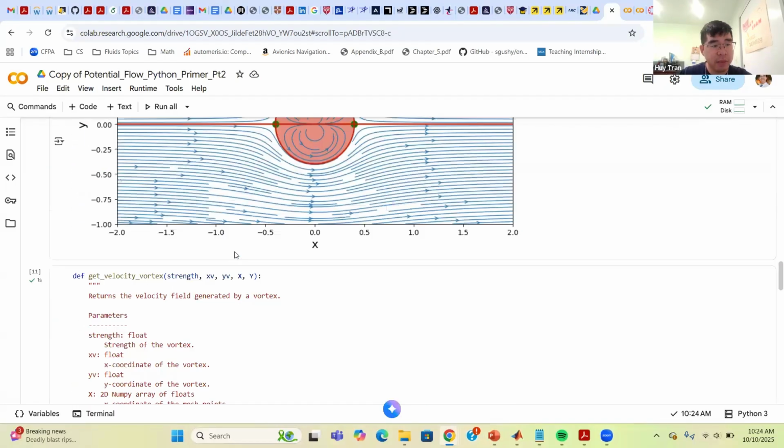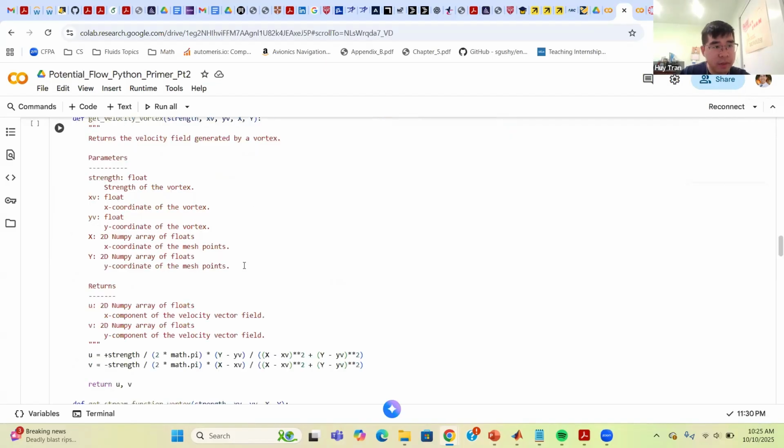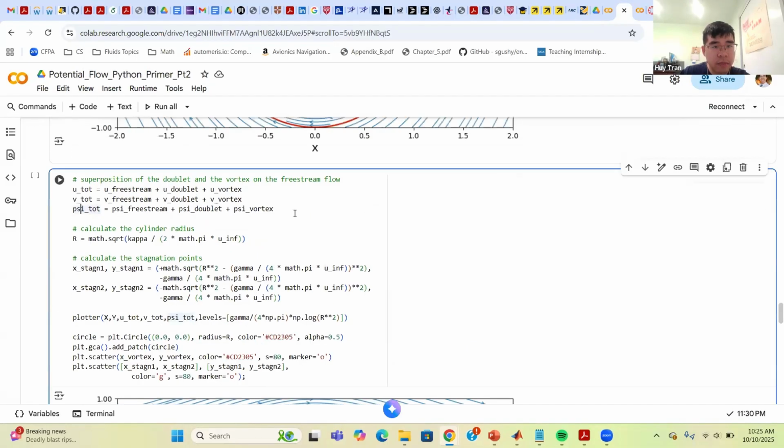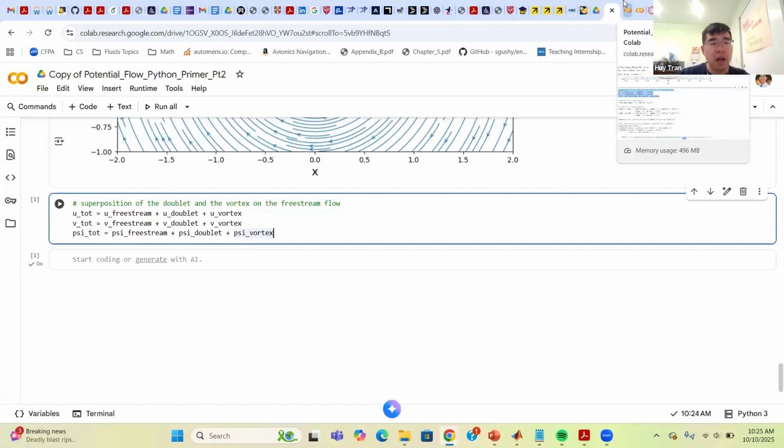Okay, so for now, I'll copy this and put it down here, in my fourth coding block. I'll call it u total because I think that's what I call it in my code. I just have to check my code. Okay, here it is. I'll just copy this. So now it's not just the doublet on the free stream flow. It's the doublet and the vortex on the free stream flow. I just added this extra part on. That's all I did. And then obviously now I need to plot it.